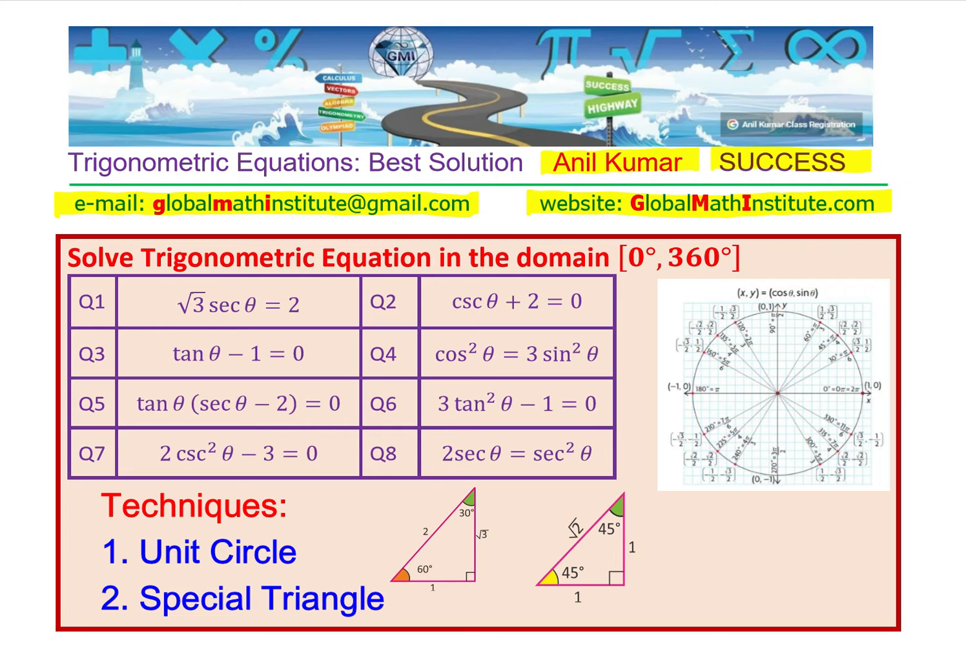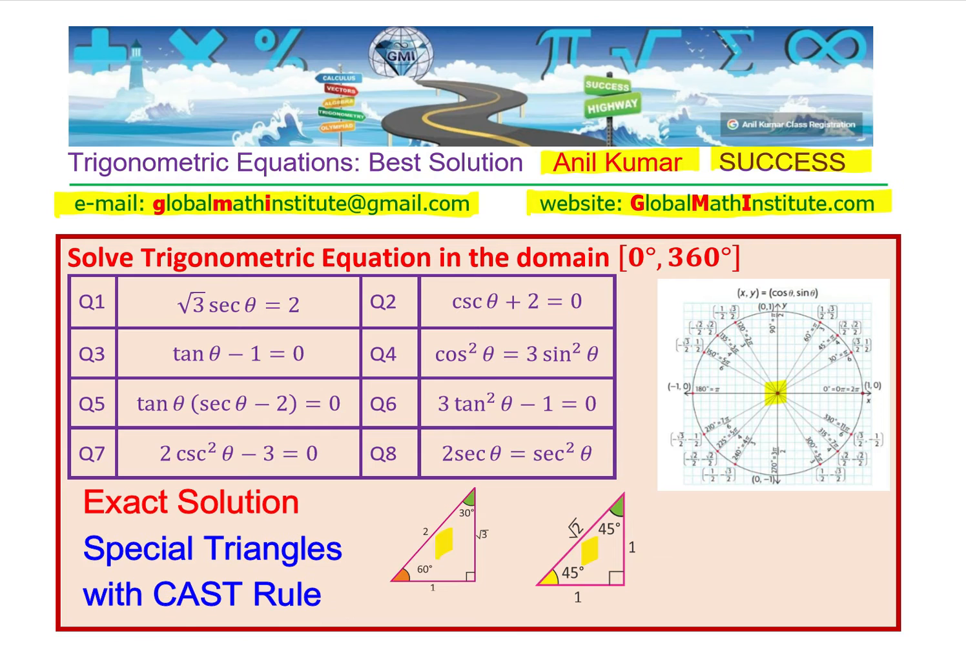So, as you see, there are 8 questions. Unit circle is given to you, and alongside, I've also provided the two special triangles. As you know, these special triangles are 30, 60, 90 in degrees, correct, and 45, 45, 90 in degrees. Those of you who are working in radians, you know it is pi by 6, pi by 3, pi by 2, and pi by 4 is 45 degrees. Perfect.